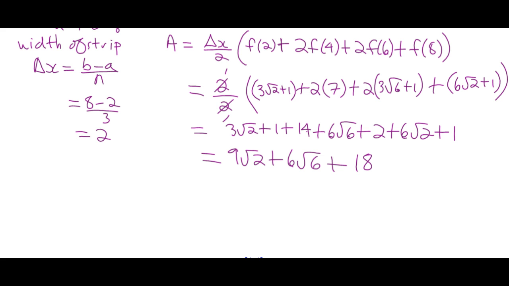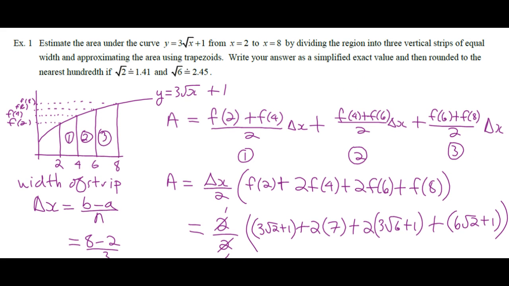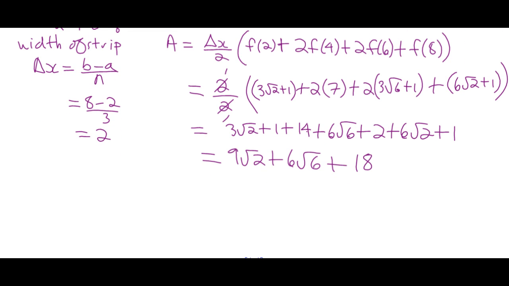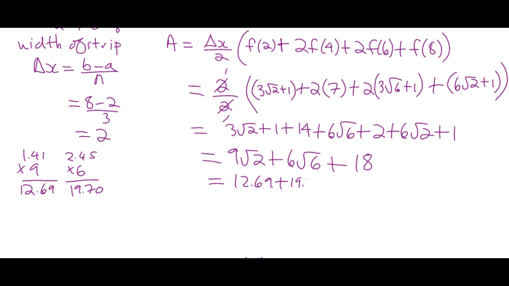So now they gave us the approximations, right? So we need 9 times 1.41 and 6 times 2.45. And I have previously done the math. 19.70. So it's going to be 12.69 plus 19.70 plus 18, which is 45.39.